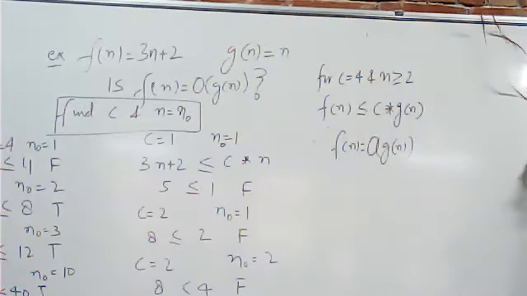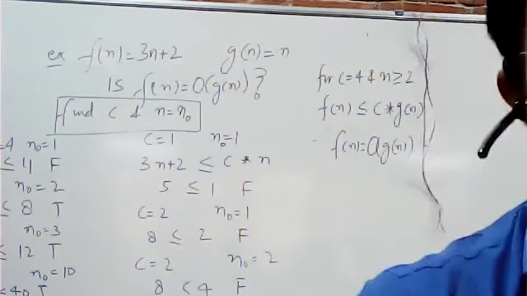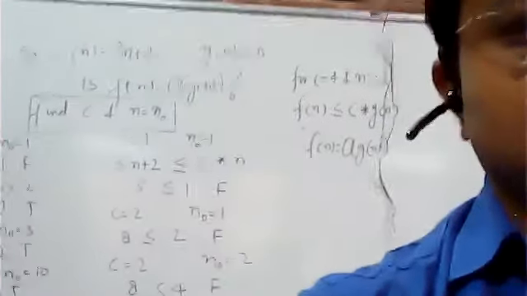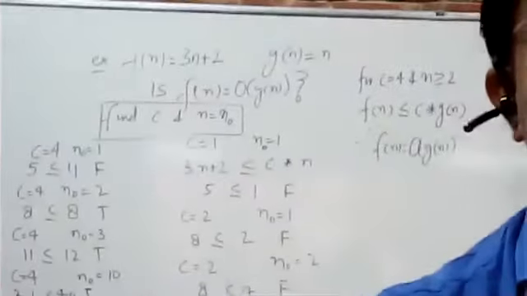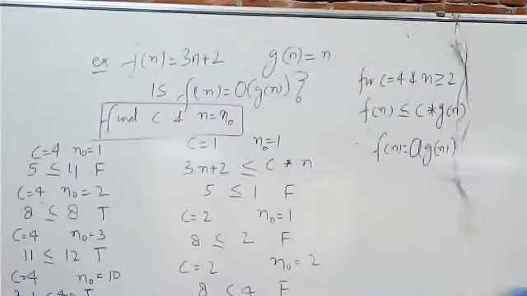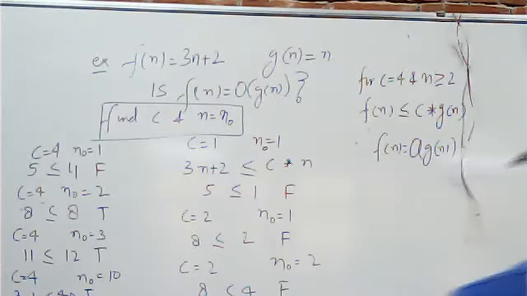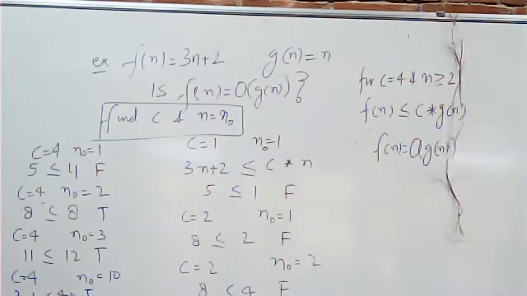Okay. So if the constant we are taking is 4, for an input size of 2 or greater, then this condition is always satisfied. Always satisfying. Okay, so we can say that Fn is less than or equal to C into Gn, and therefore Fn is equal to order of Gn. So I hope it is clear.